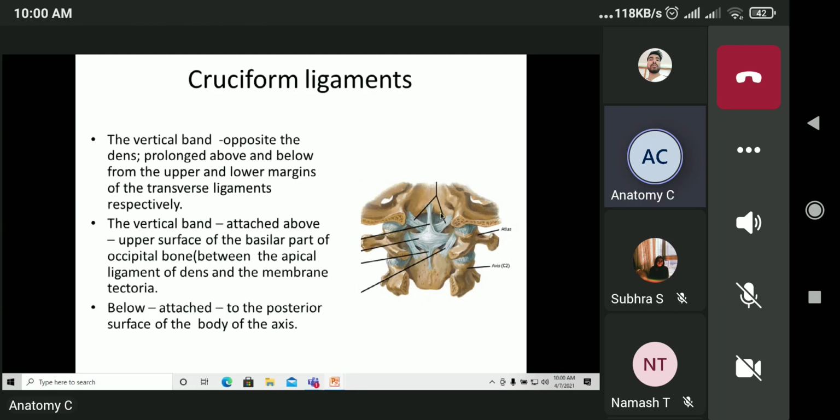Similarly, this is the vertical band, opposite the dens, prolonged above and below. Look at it, it is prolonged above and below from the upper margin and lower margin of the transverse ligament respectively. The vertical band is attached above to the upper surface of the basilar part of the occipital bone, between the apical ligament and the membrana tectoria, and below to the posterior surface of the body of the axis. So for the cruciform ligament, you have to remember the horizontal and the vertical band.